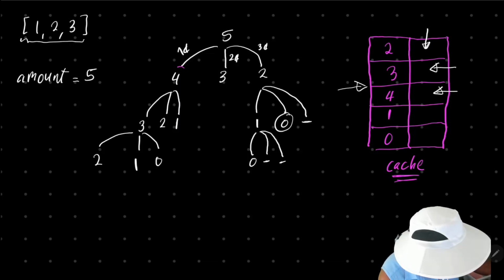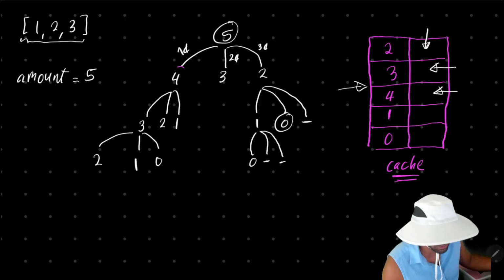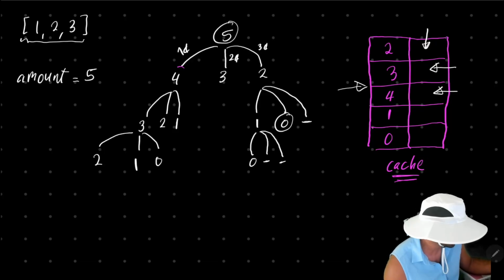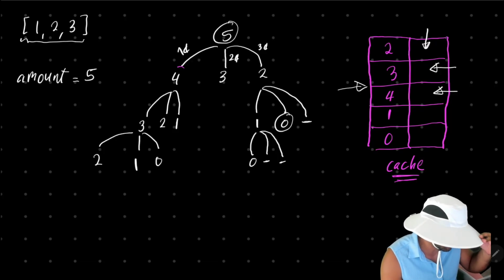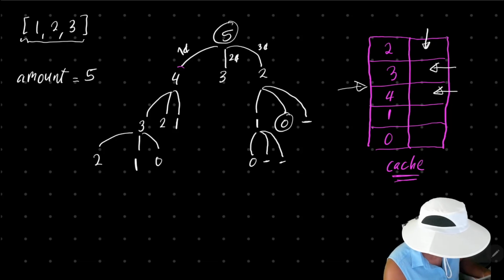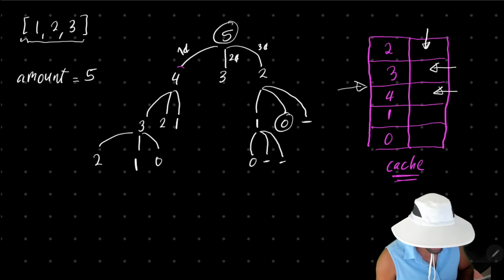And mind you, this is only for 5. Imagine if it was 100 or 1,000. The runtime will make a huge difference. So that's what caching is going to save you: memory and runtime. Okay, so let's implement this in our code.